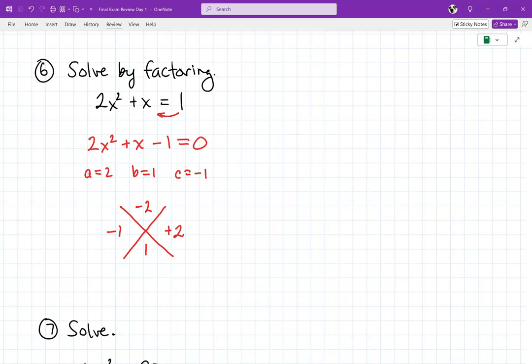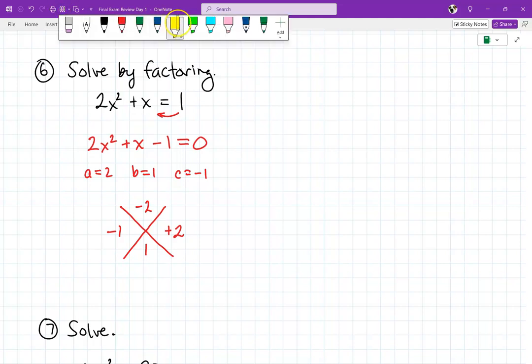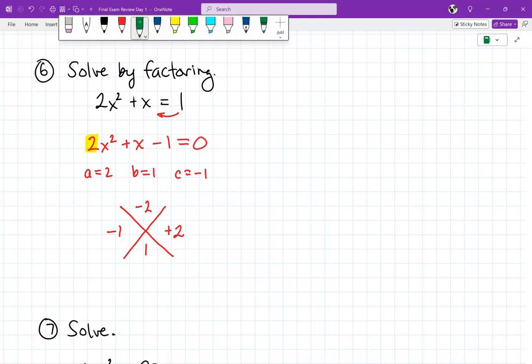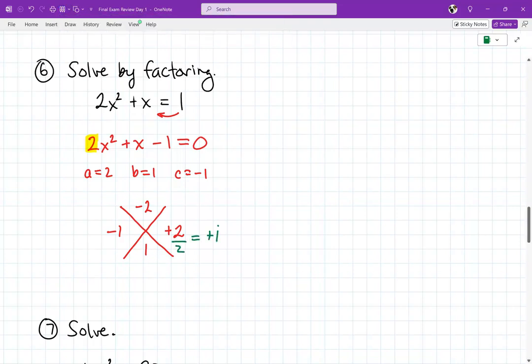But remember, my a term is a 2. So I don't just stop there and keep going. I need to divide, right? So I got to divide everything by a. So this comes out to a positive 1. And this just stays a negative half.